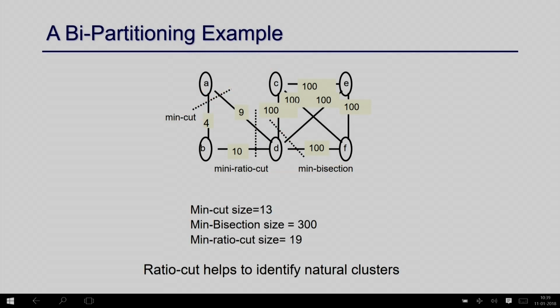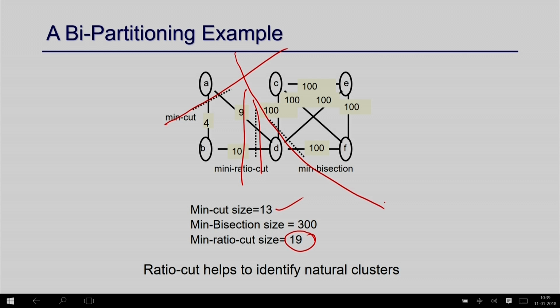So, as I mentioned, min cut. Why is this min cut? Because the number of edges crossing here is 2. You can think this is also a min cut, the number of edges crossing is 2, but the weight is 19 here, and this is 13. So, this is the min cut. There is no other cut where we have only 2 edges passing. This is the min cut ratio, because in this case the weight is 19, and this is the bisection, because this side has 3 nodes and this side also has 3 nodes, and the crossing is 100 plus 100 plus 100, 300. So, your partitioning is something like this.